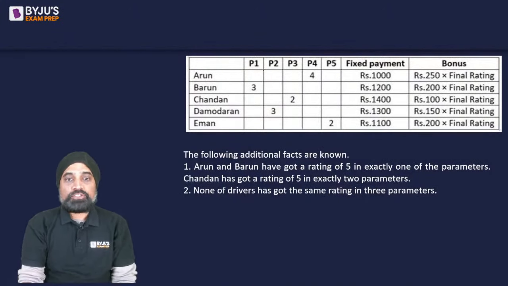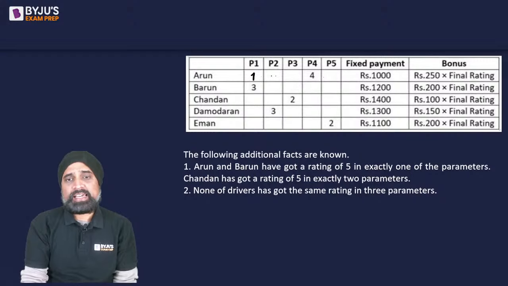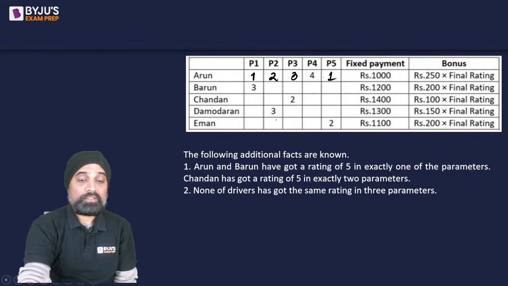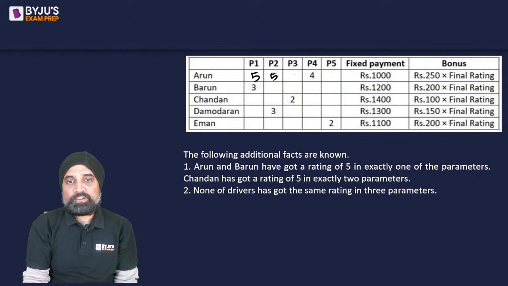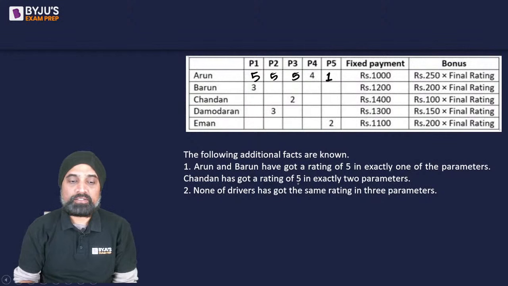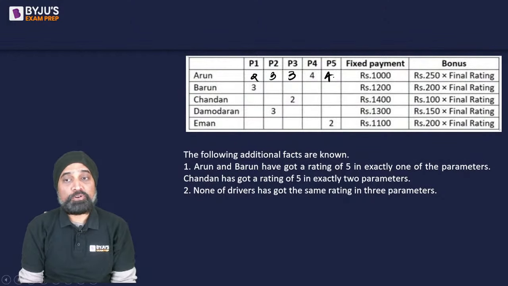So let's talk about Arun. Arun has received a rating of 4 in one of the parameters. And we don't know the ratings in the others. Suppose he gets a rating of 1, 2, 3 and then again a 1. Will he be eligible for bonus? No, because he gets a 1. Suppose he gets a 5, 5, 5 and 1. Is he eligible for bonus? No, because he gets a 1. If he gets 2, 3, 3, 4, 4, is he eligible for bonus? No, because he doesn't get a 5.